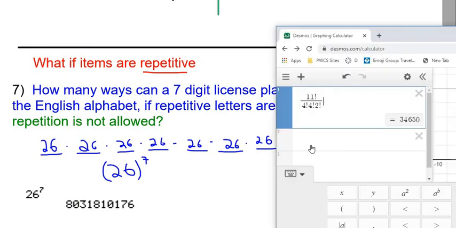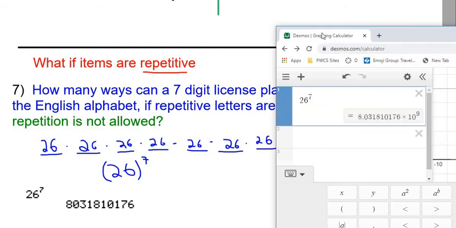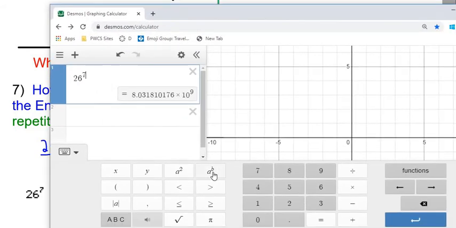And if I use Desmos, there's a nice little interesting difference. So if I say 26, to raise it to the power, you either use Shift 6 and put in the 7th power here, or you can use the A to the B.